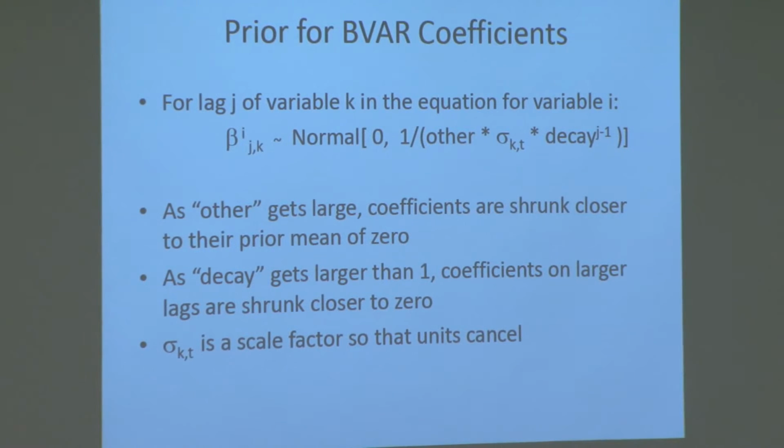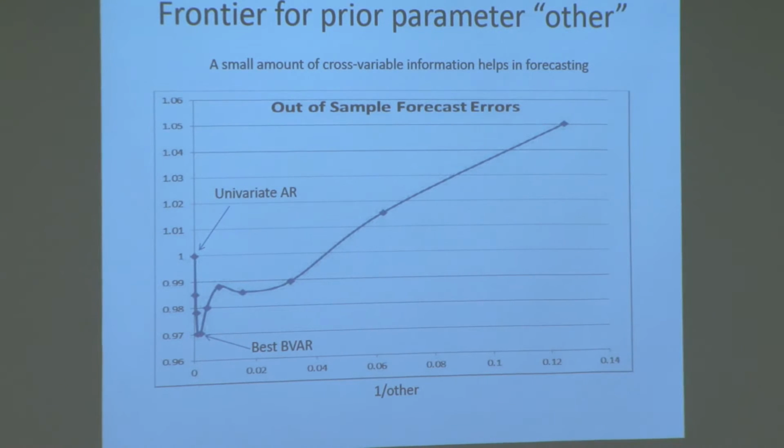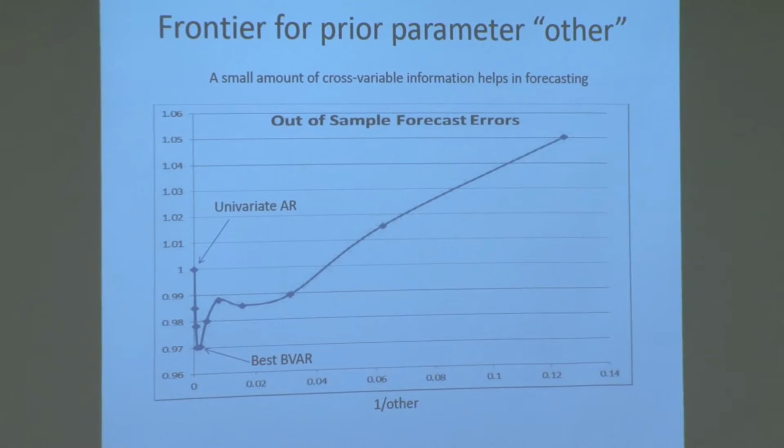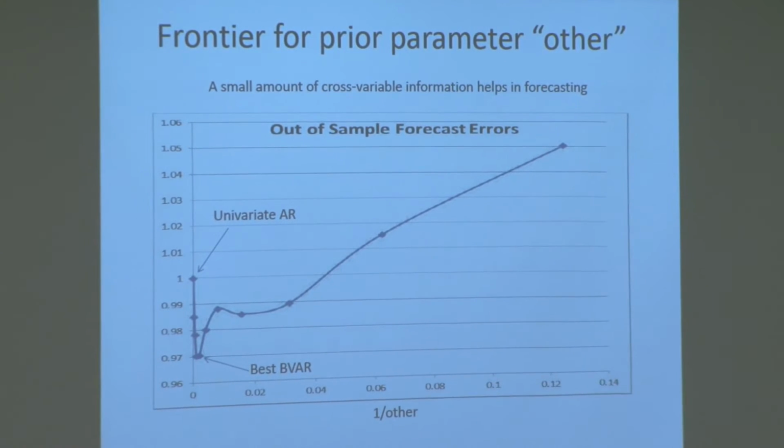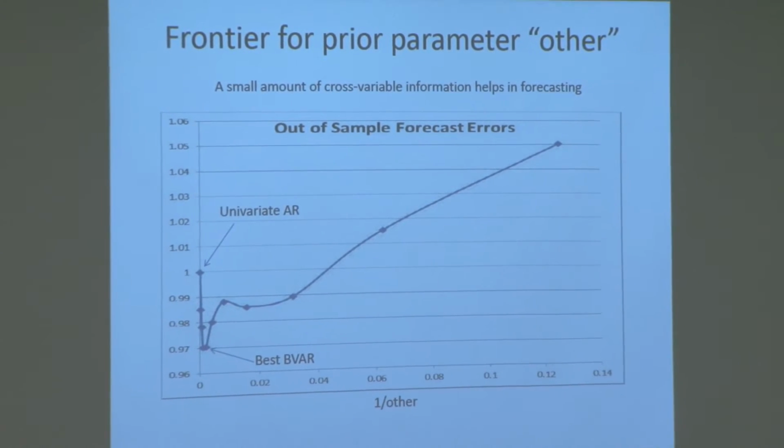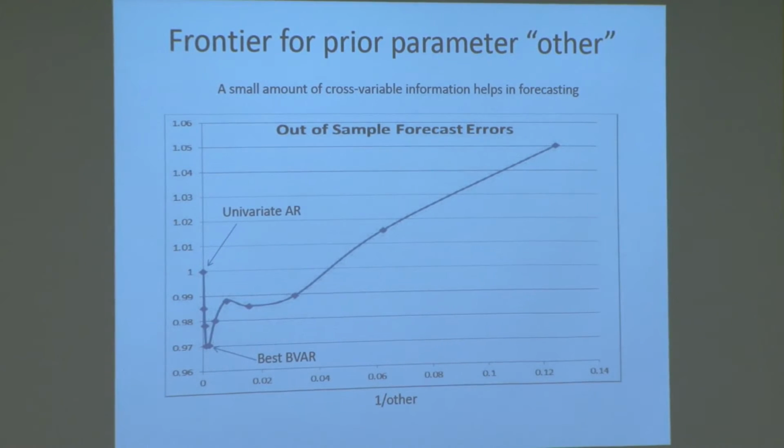What was interesting was the other, and we can think of a frontier here where we start at 0 on the horizontal axis with the univariate autoregression, and that's saying we're absolutely sure all these other coefficients are 0. And then how do the out-of-sample forecast errors change as we allow those coefficients to move away from 0? And the answer, as you would hope, is that things get better. You might be a little disappointed that they only get about 3% better at the optimal point. This is over the whole sample.